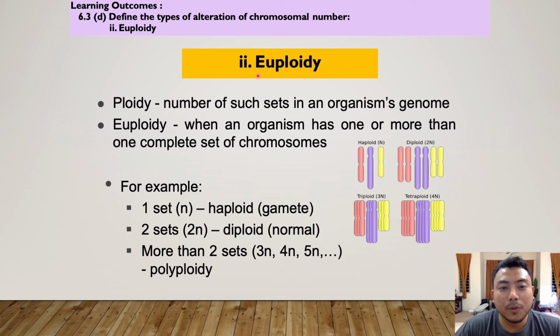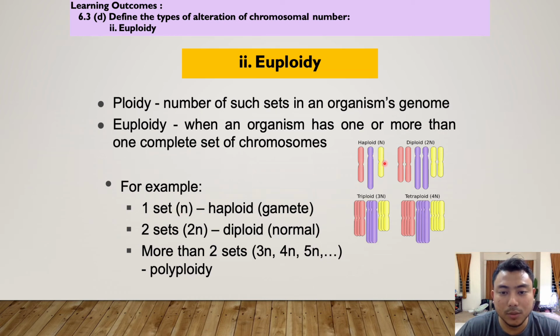Then we move on to the next one, euploidy. When aneuploidy, kita cakap pasal tambah atau kurang satu atau dua kromosom sahaja. For euploidy, we are talking about the whole set of the chromosomes. So ploidy is the number of such sets in an organism's genome. Euploidy is when an organism has one or more than one complete set of chromosomes. For example, dalam gamet dia hanya ada haploid, satu set sahaja. One set, n, macam ni, haploid.